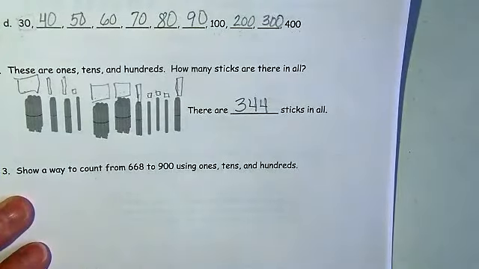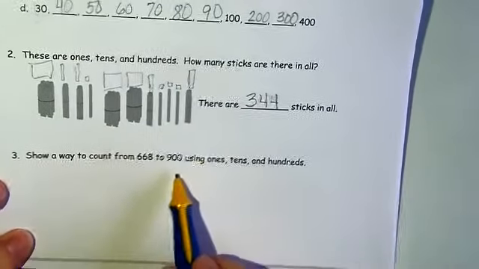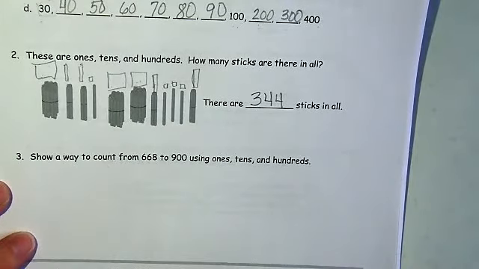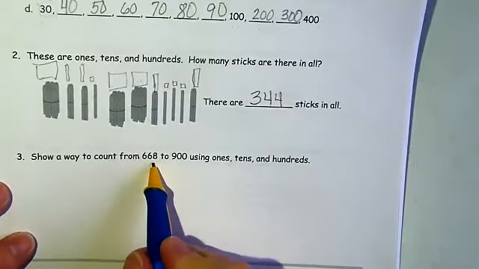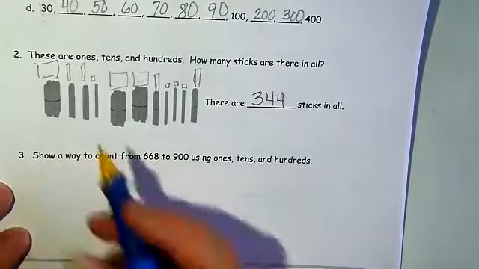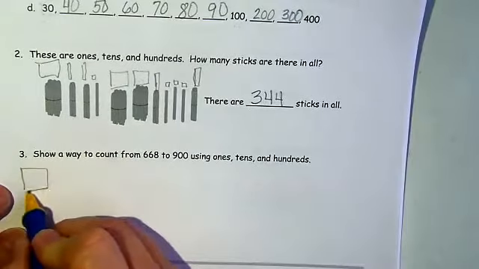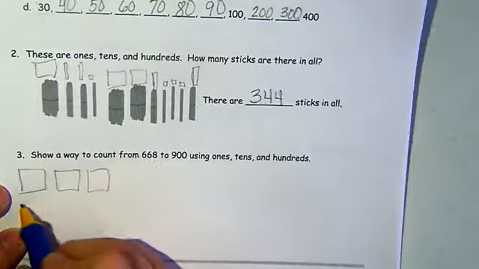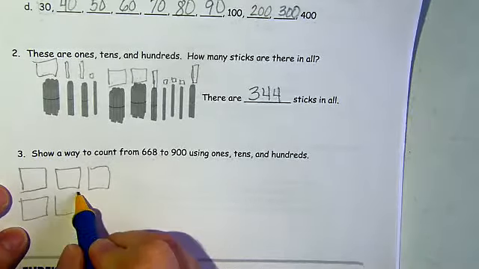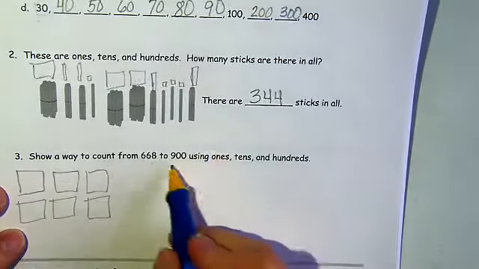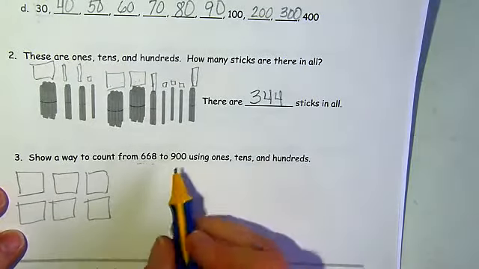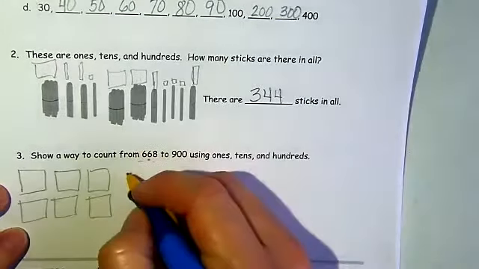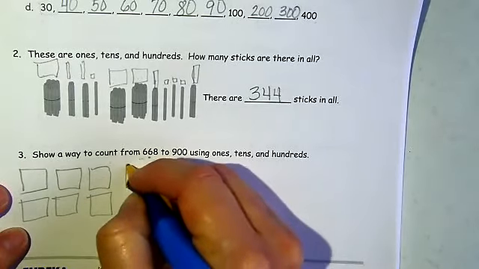Now they're going to ask us to count from 668 to 900 using ones, tens, and hundreds. First, let's start by drawing 668, and we're going to box it like we did. So hundreds, now we're going to start with our flats. We have 1, 2, 3, 4, 5, 6. That's the 600. Now we need 60. Those are tens, right? So we're going to need 6 of those as well.